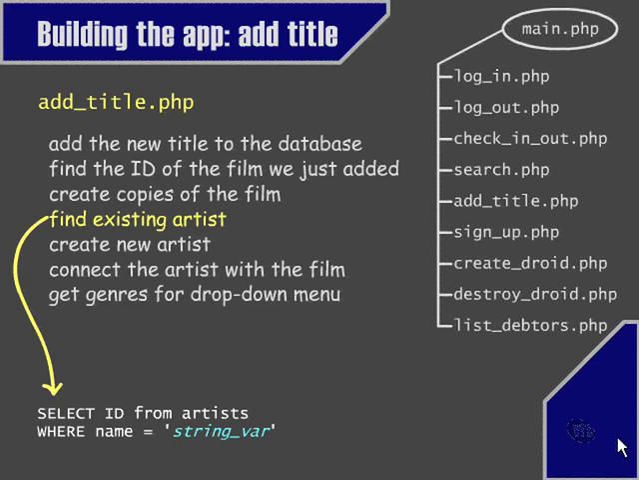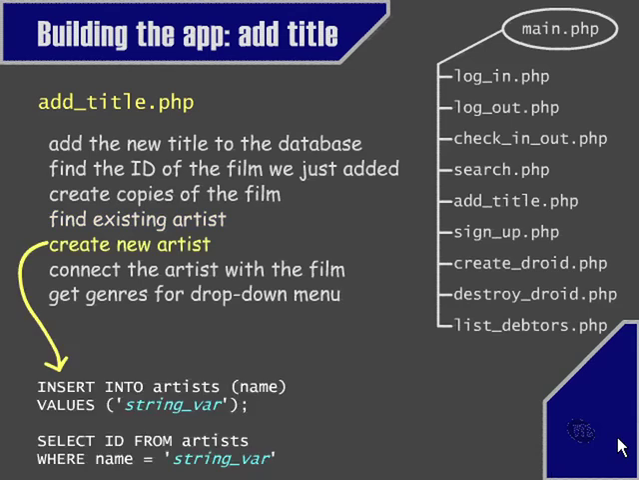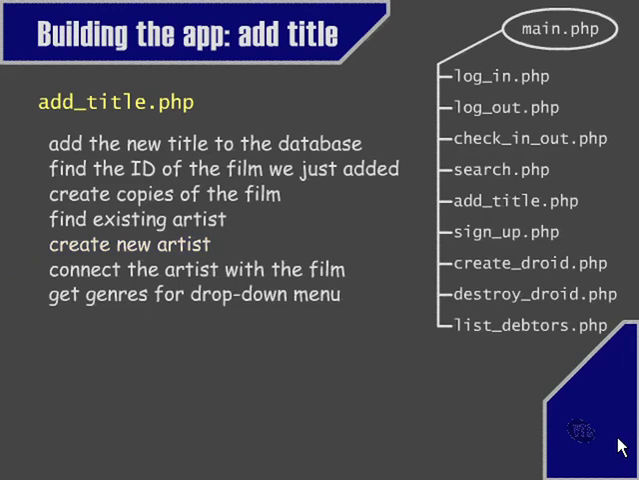This could be actors, directors, and so on. So the query is very simple. We're just running a search on the artist table to see if that particular name already is in the database. If it's not, we need to create a new artist. We simply insert into the artist table the name, and then we run a simple select query to find the ID that has just been automatically generated by the auto-incrementing primary key field ID. Whether we've found an existing artist or created a new one, the next step is to make the relationship between the artist and the film.